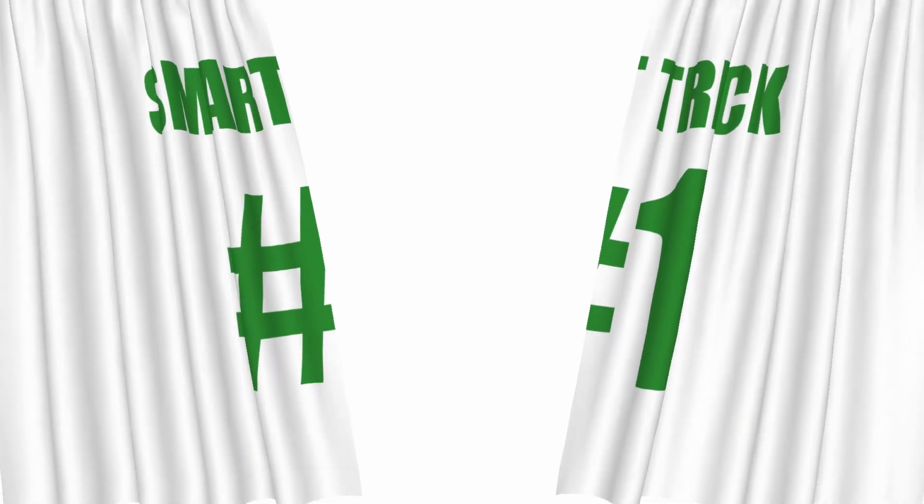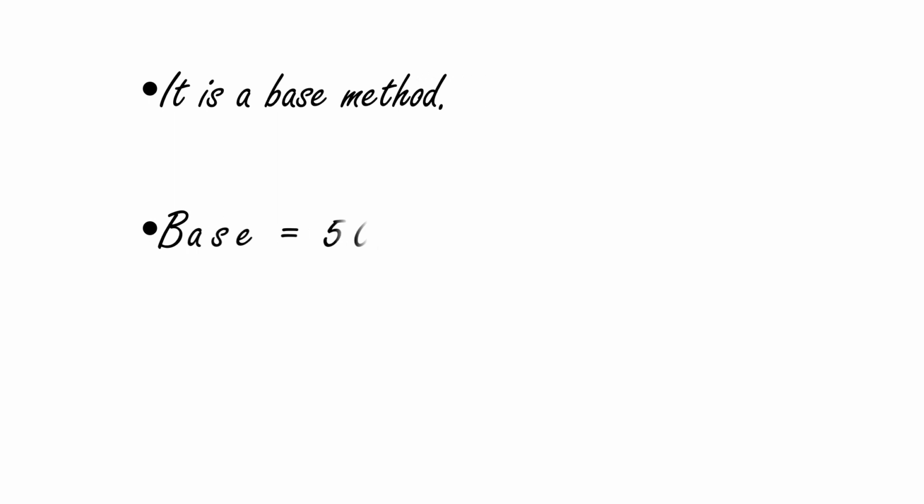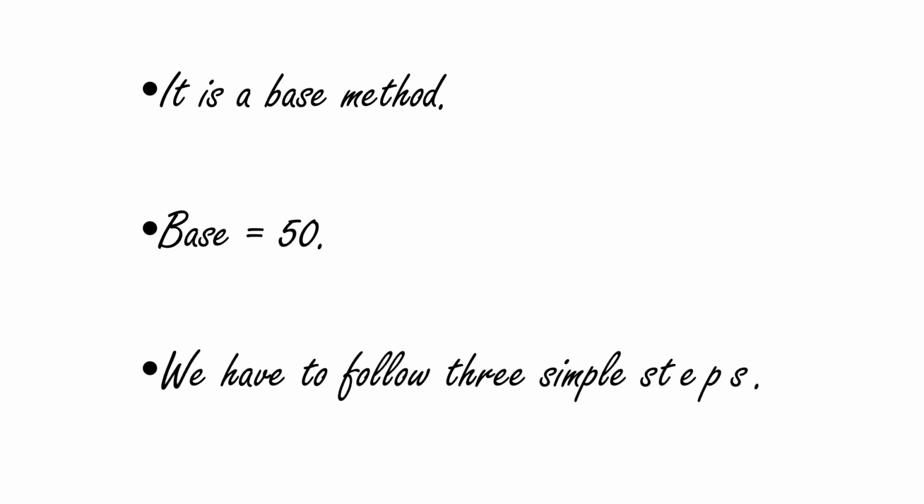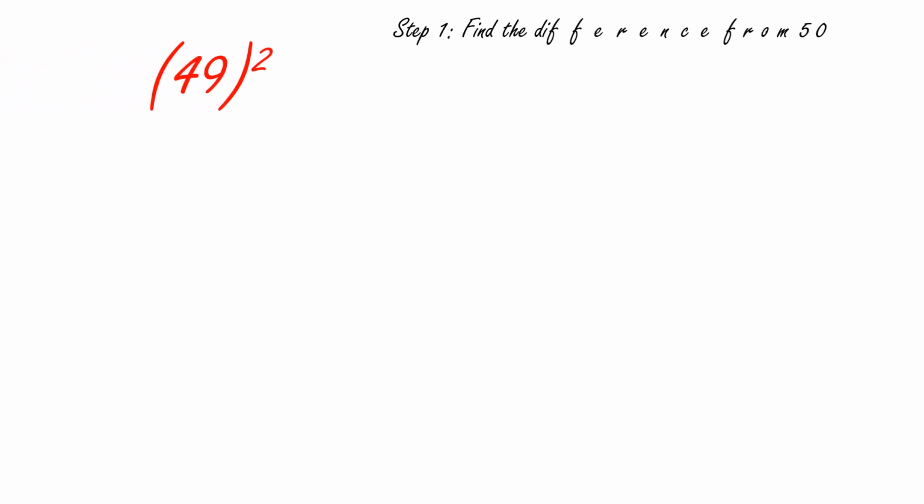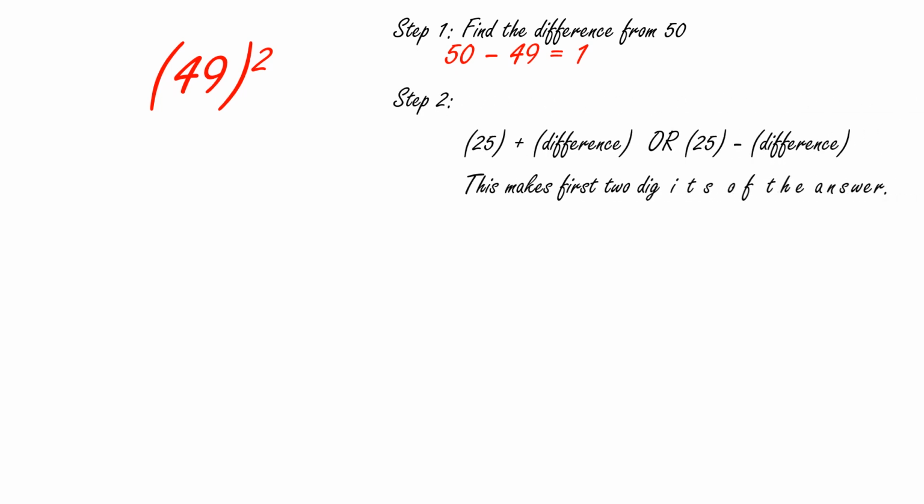Smart trick 1 is the base method, where the base is 50 and we have 3 simple steps to follow. Let's say the example is 49 square. Step 1 is to find the difference of the number from the base, and the base is 50. So here 50 minus 49 is 1. Remember 1.